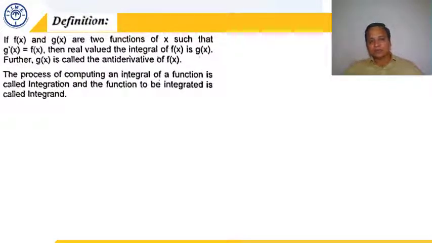The process of computing an integral of a function is called integration, and the function to be integrated, which was f(x) in this case, is called the integrand. So if g'(x) is equal to f(x), then the integral of f(x) is g(x), and g(x) is called the antiderivative of f(x). This process of finding an integral of a function is called integration, and the function which is to be integrated is called the integrand.